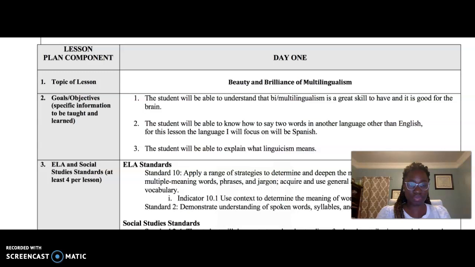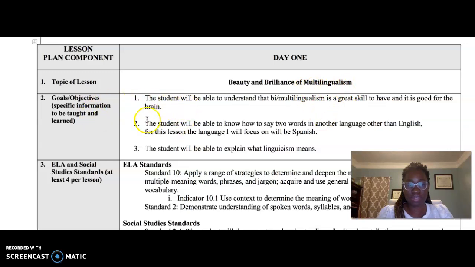Today I am going to explain how to write your lesson plans. I would like us to take a look at this stellar example of lesson plan one. We're going to go over each section. The beauty and brilliance of multilingualism is the topic for lesson plan one.